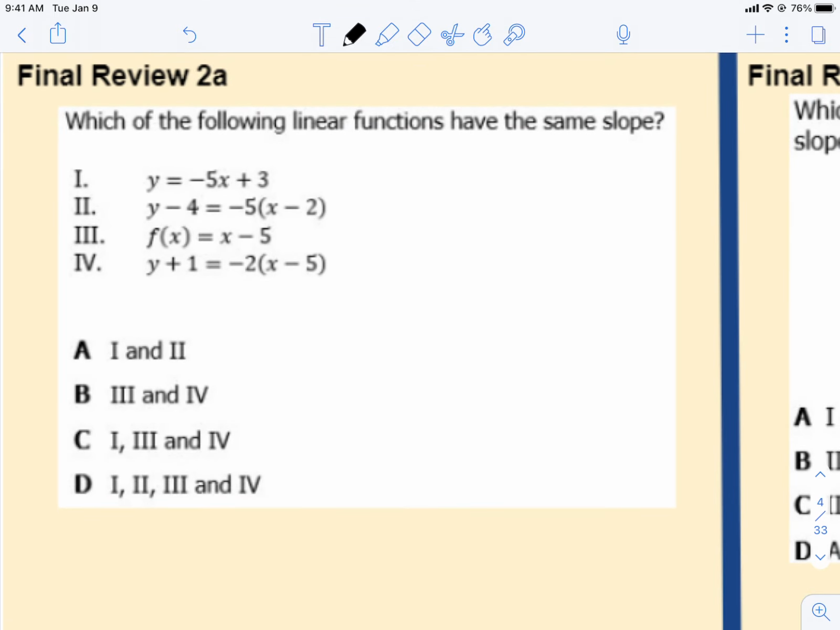Looking at 2A, which of the following linear functions have the same slope? Well, we need to be able to know what form it's in and what the slope is. So this first one is in slope-intercept form. So my slope is the number in front of x, which is -5. The second one is in point slope form. So it's the number in front of the parentheses. So my slope is -5 as well. The third one is another slope-intercept form. Remember, f of x just means y. This is equal to 1x minus 5, so my slope for this would be 1. And last but not least, it's in point slope, so it's the number in front of the parentheses, which is -2. So we're looking for the functions that have the same slope, which would be 1 and 2. So answer choice A.